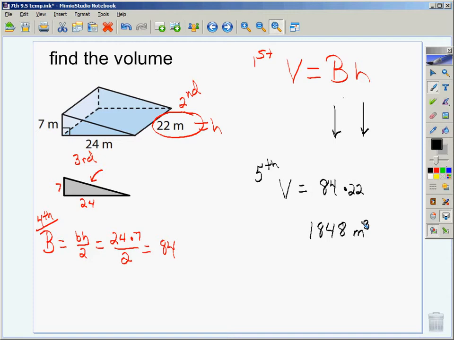So the process of doing surface area and the process of doing volume are very much the same. We write down the formula. We find the height. We separate out the base shape. We find the part of the base that we need. In this case, we need the base area. We plug that information back into the formula to find the volume. Everybody ready to go on? Question?